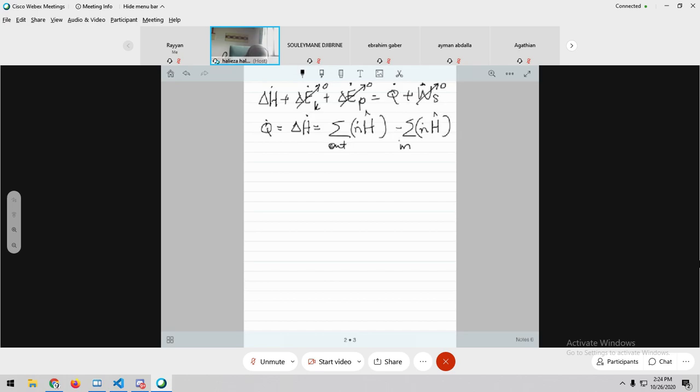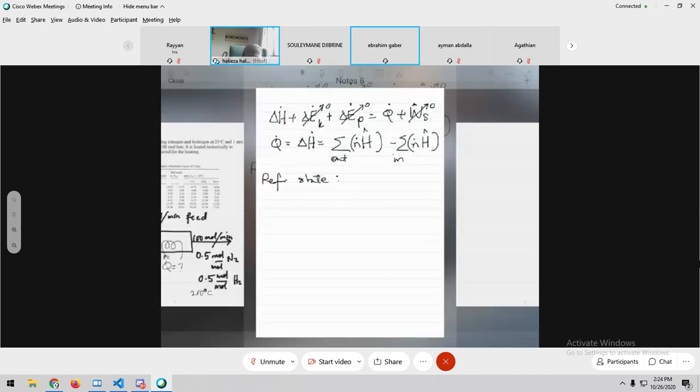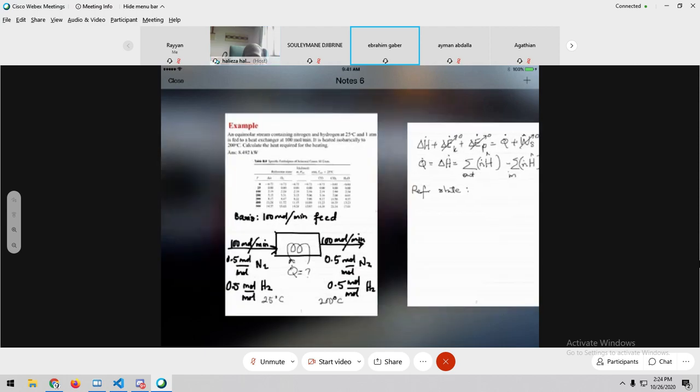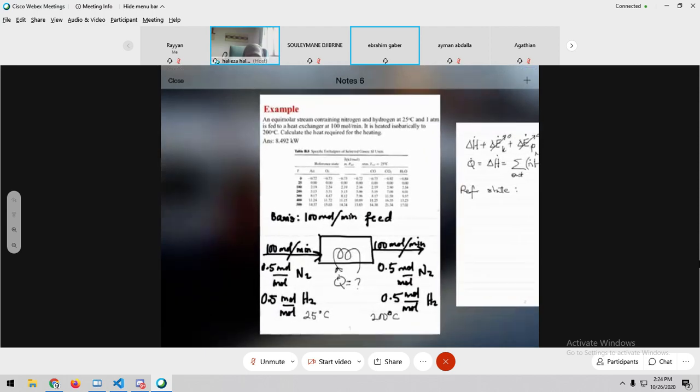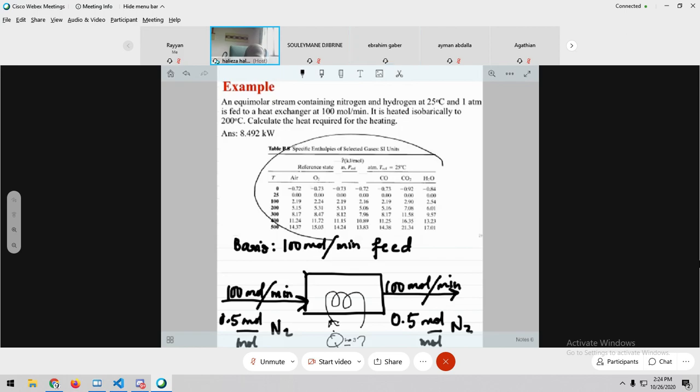So we're going to do a table, but before that, what is the reference state? We need to specify the reference state. 1 atm, 25 degrees C. Why did you say that? Because enthalpy and internal energy are 0 there. Yeah. Because you're going to use these values of enthalpy from table B8, the reference state is specified here.